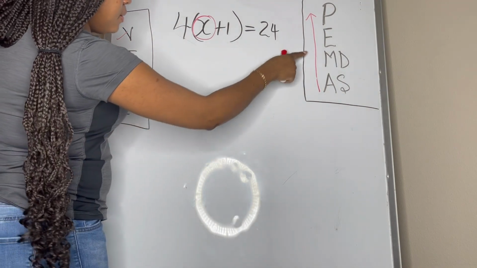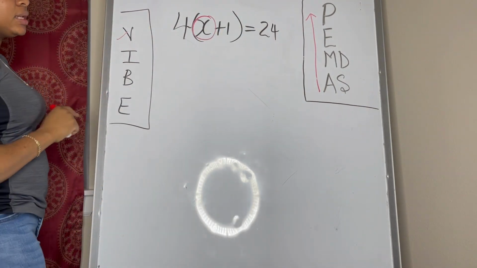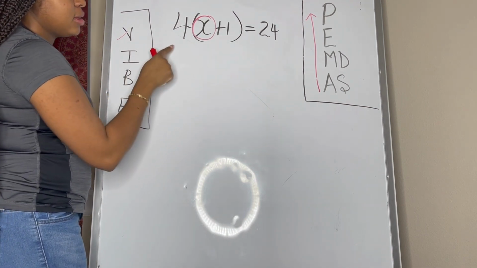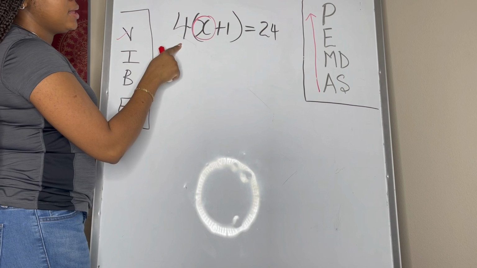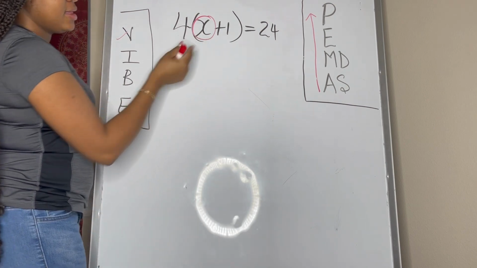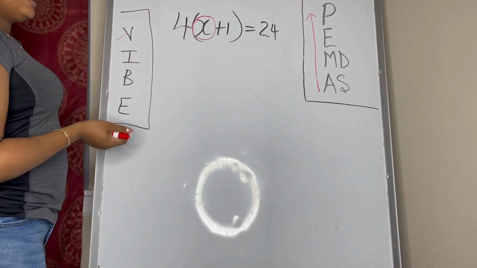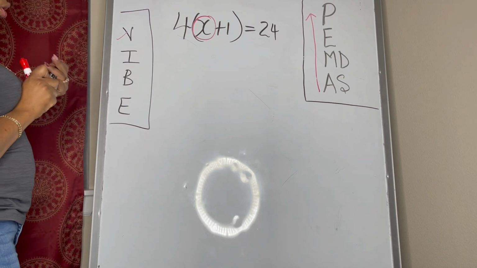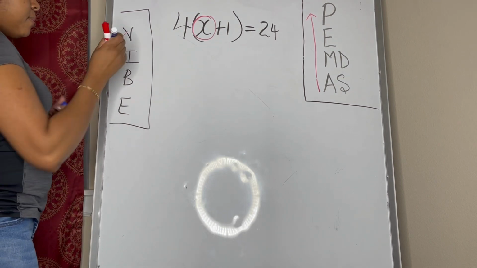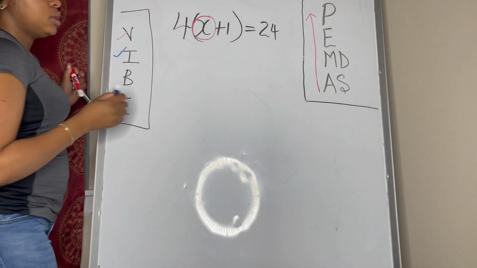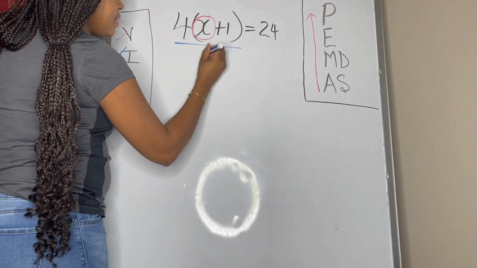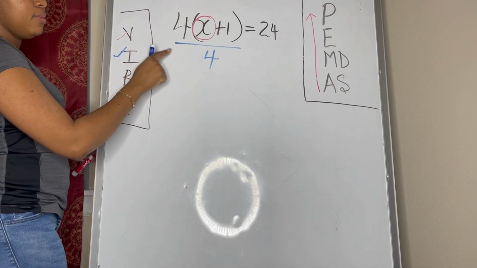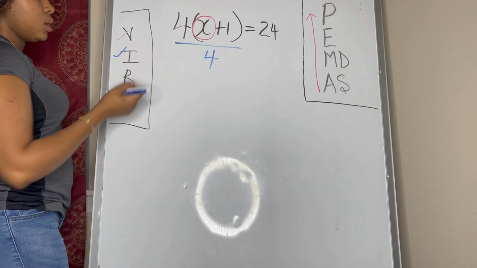Then we move up, we see multiplication or division. Right here, we see the 4 outside the parentheses, and we know that that 4 is being used to multiply everything inside the parentheses, which means I now need to do that part first. So we're going to undo that by performing inverse operations. So I need to divide that by 4. So undoing a multiplication of 4 means I need to divide by 4.